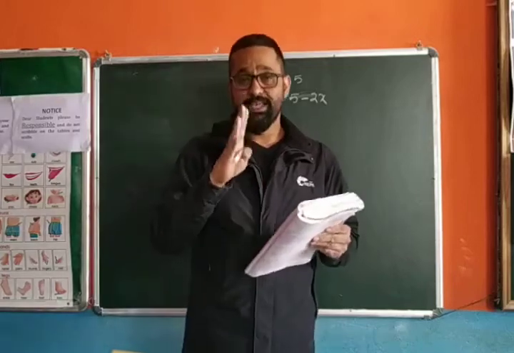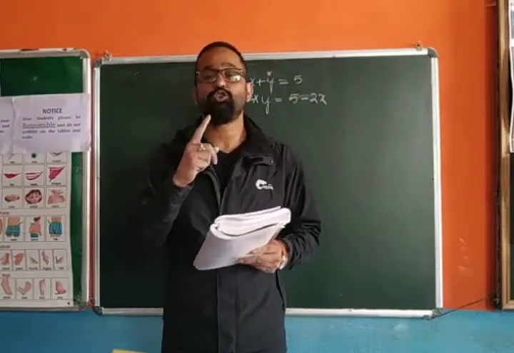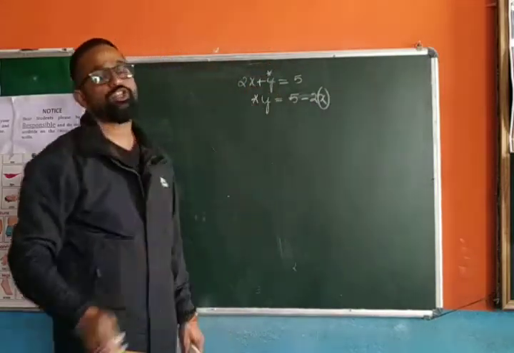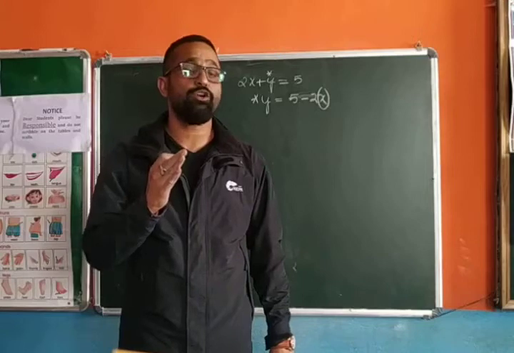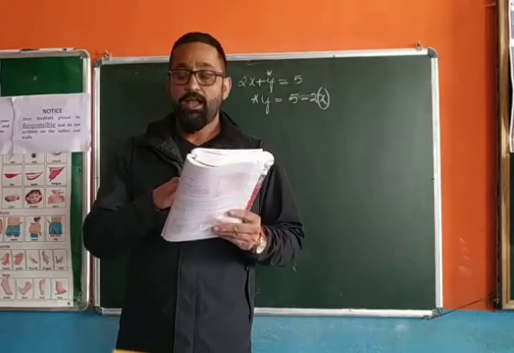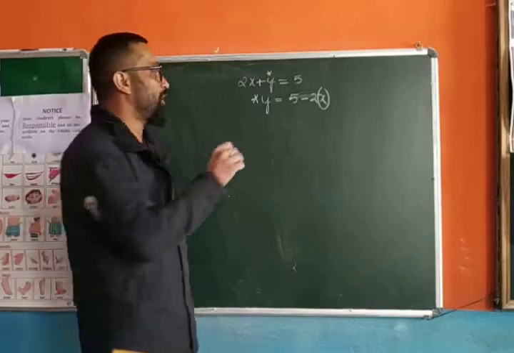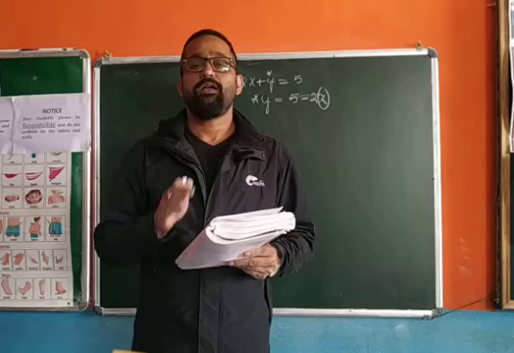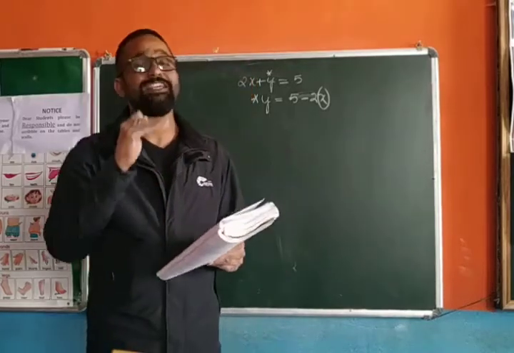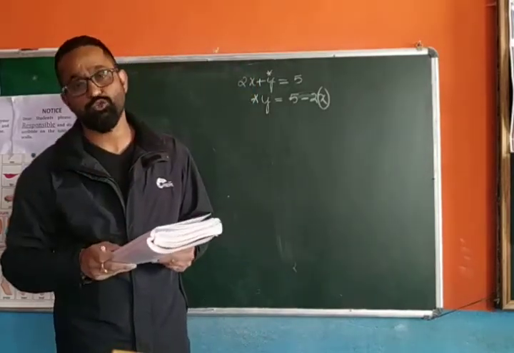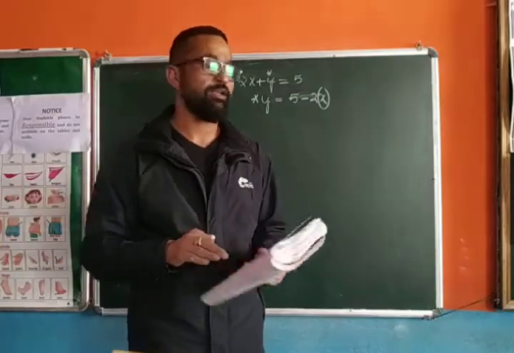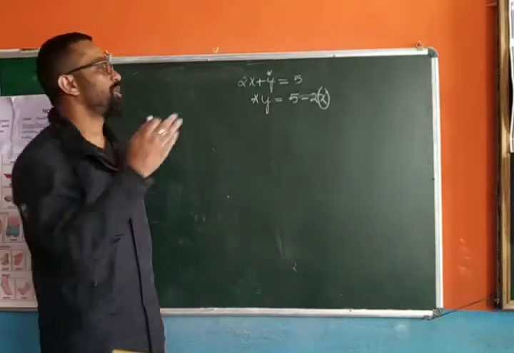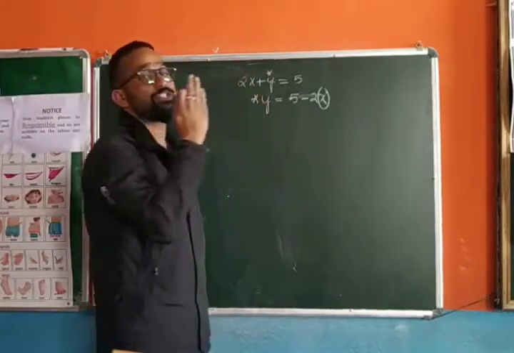Second one, select any three convenient values of x. You need to assume three convenient values of x and find corresponding values of y. Third one, make a table for these three pairs of values, three values of x. You get the values of y by substitution.